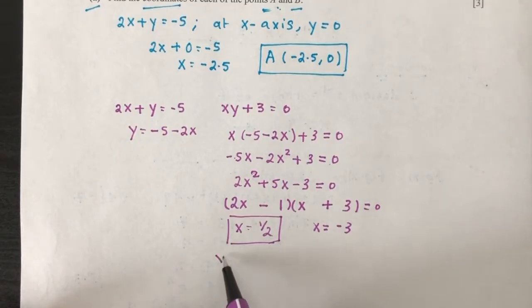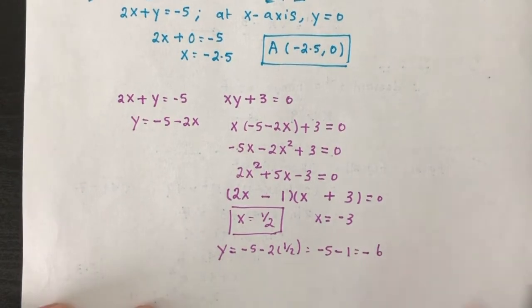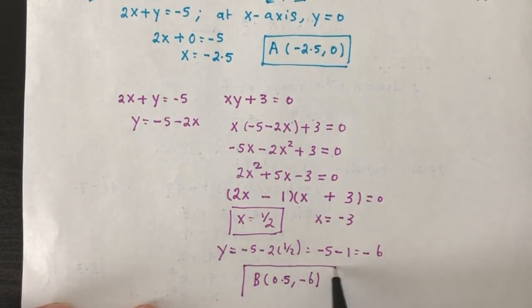Now what is the y coordinate? Y is minus 5 minus 2 times half, which is minus 5 minus 1, which is minus 6. So in this case, B will be 0.5 and minus 6. That is your point B on this graph.